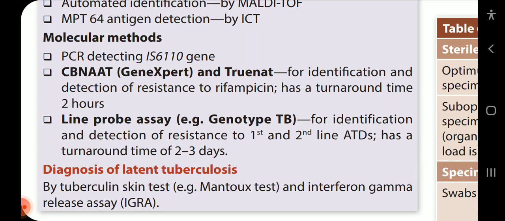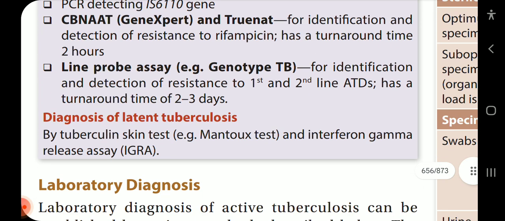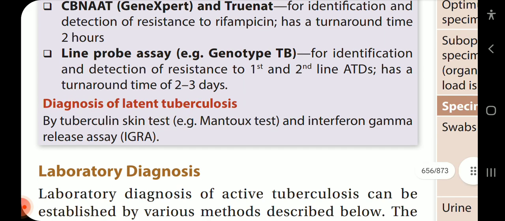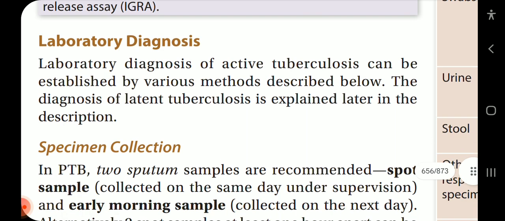Molecular methods: PCR detecting IS6110 gene, CBNAAT GeneXpert and TrueNat for identification and detection of resistance to rifampicin has a turnaround time of 2 hours. Line probe assay, GenoType TB for identification and detection of resistance to first and second line ATDs has a turnaround time of 2 to 3 days. Diagnosis of latent tuberculosis by tuberculin skin test, example Mantoux test, and interferon gamma release assay or the IGRA.